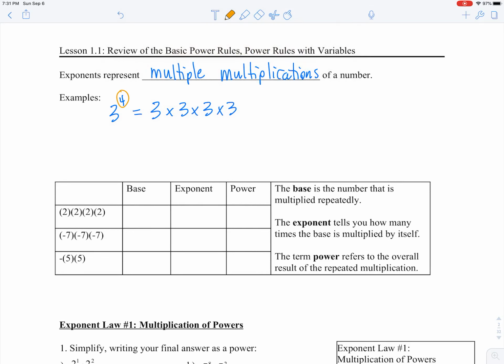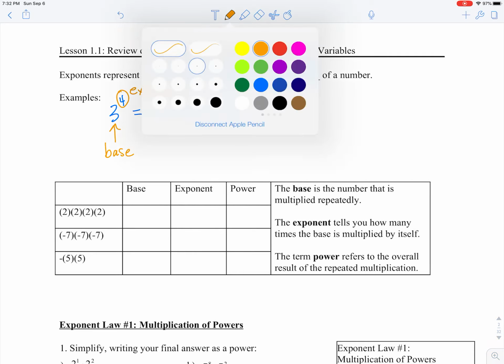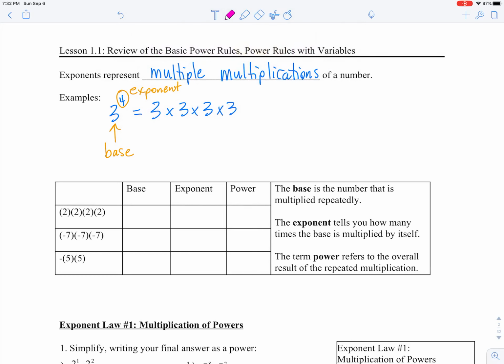So up here, that's our exponent. And here, that is our base. And this whole thing all together is what we call the power.